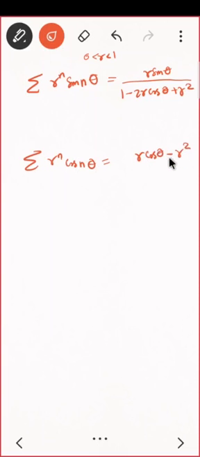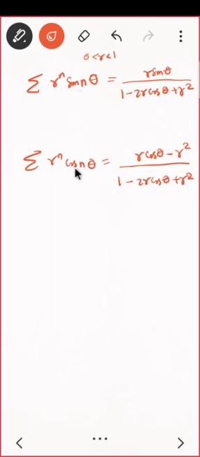So where does it converge? When it is r raised to n sin n theta, it converges to r sin theta upon 1 minus 2r cos theta plus r square. And if you have r raised to n cos n theta, it converges to r cos theta minus r square upon 1 minus 2r cos theta plus r square. Correct. And if you want to prove this convergence, you can prove it by using your geometric progression.